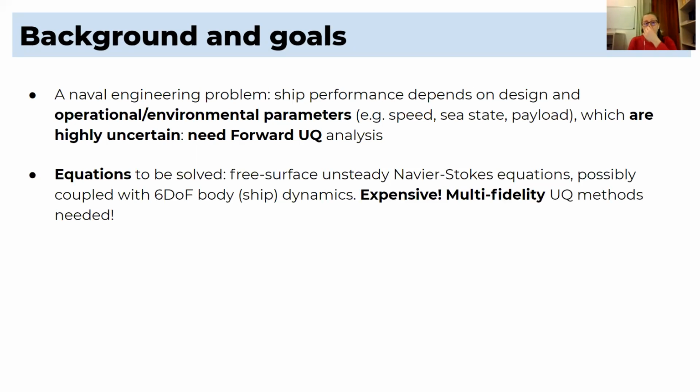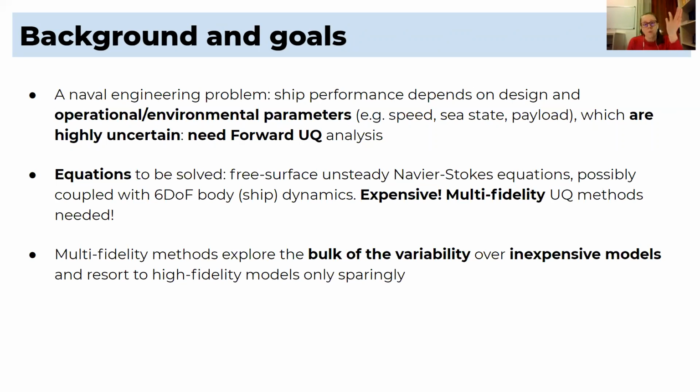The problem itself is a complex problem. We have the Navier-Stokes equations, and of course we also have our ship, our vessel, with 6 degrees of freedom. So we have this coupled problem, and solving these types of realistic problems is very expensive. So there is the need for multi-fidelity methods, multi-fidelity UQ methods.